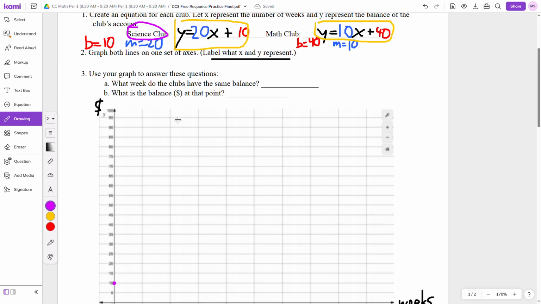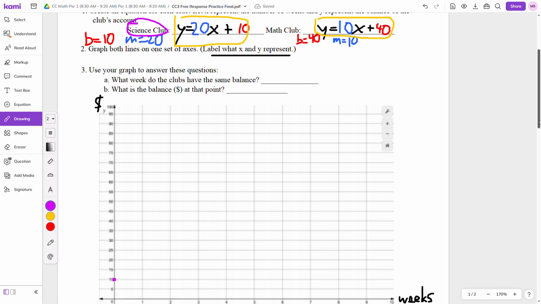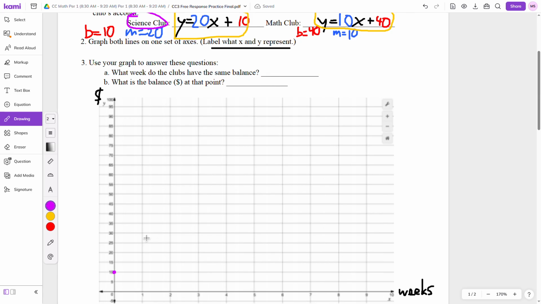So let's plot that. After 1 week, make sure you can see that, they have 30. And then they have 50 after 2 weeks. And after 3 weeks, they have 70. And then 90. And then it doesn't fit on the chart anymore. So that means we're good.